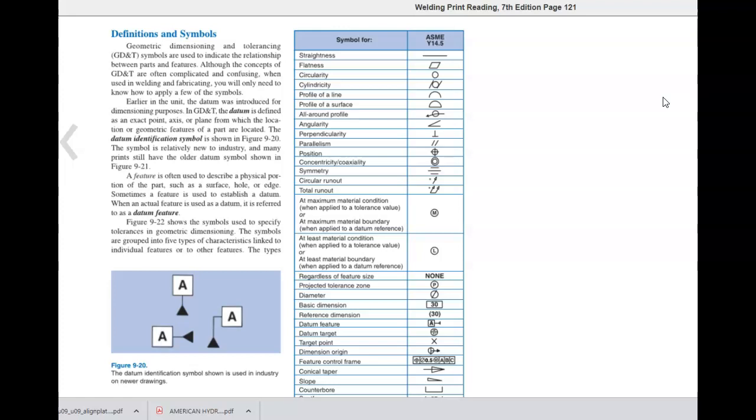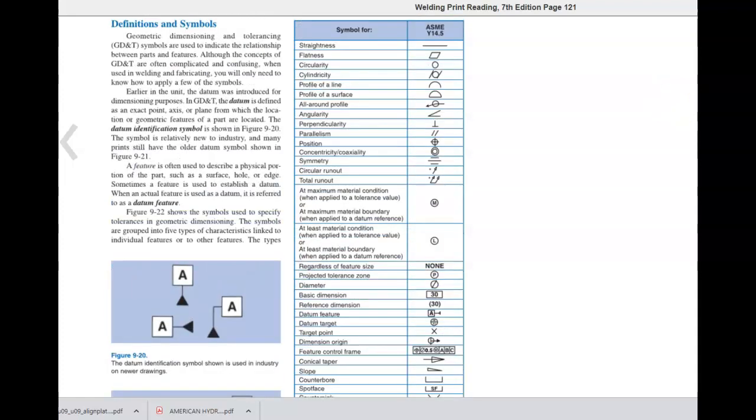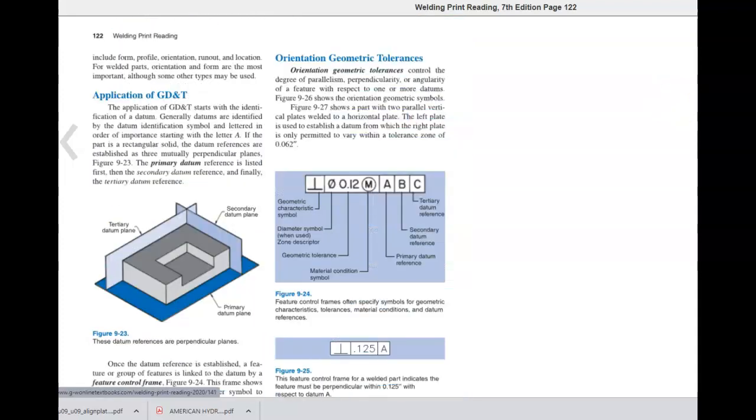Figure 9-22 shows the symbols used to specify tolerances and geometric dimensioning. The symbols are grouped into 5 types of characteristics linked to individual features or to other features. The types include form, profile, orientation, runout, and location. For welded parts, orientation and form are the most important, although some other types may be used.